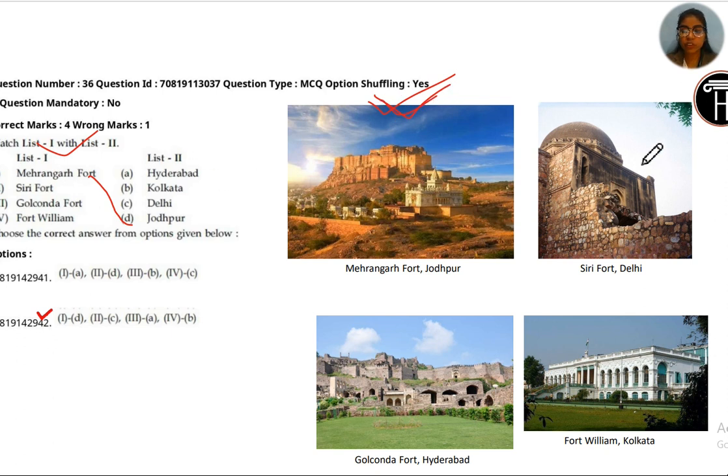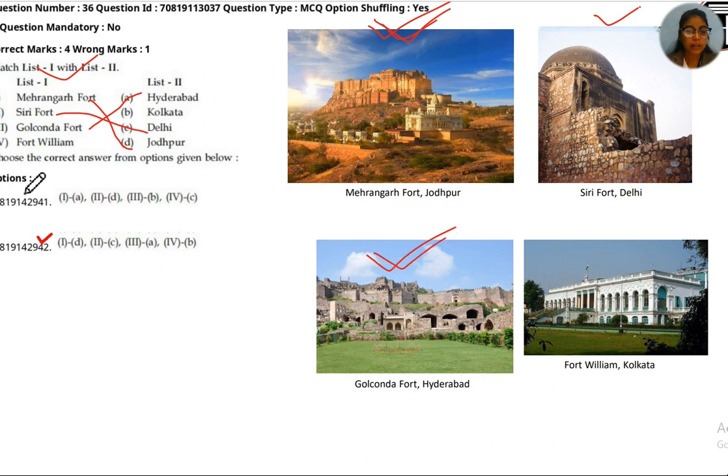Second is your Red Fort. So Red Fort is in your Delhi. Third one is your Golconda Fort, and the Golconda Fort is in your Hyderabad. This is your Golconda Fort. This is very important. Next one is your Fort William. Fort William is in your Kolkata. So this is the image of your Fort William.